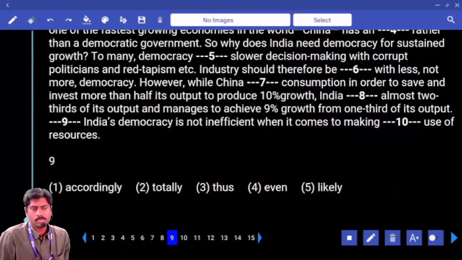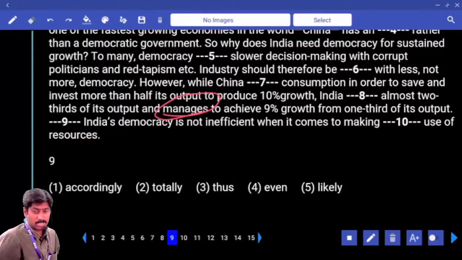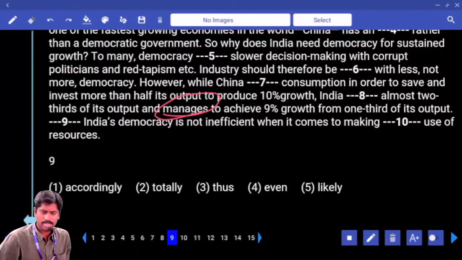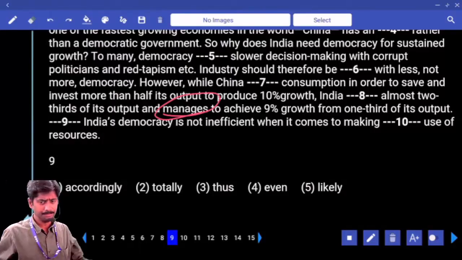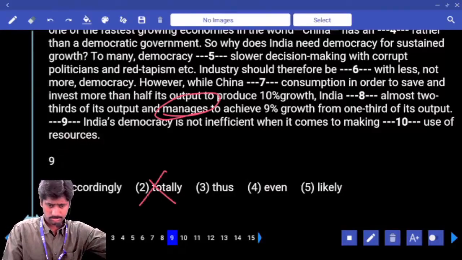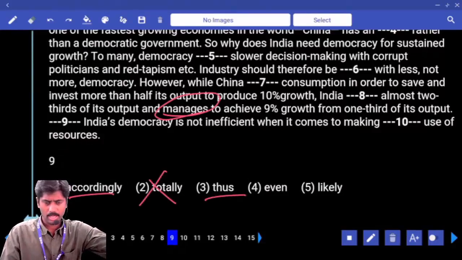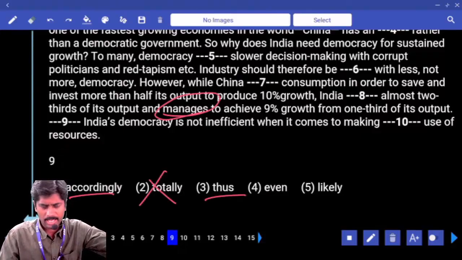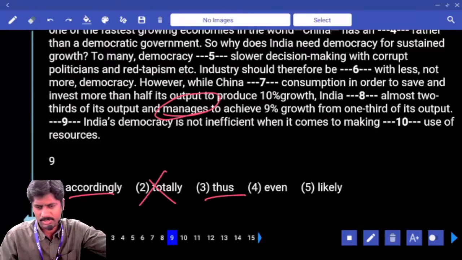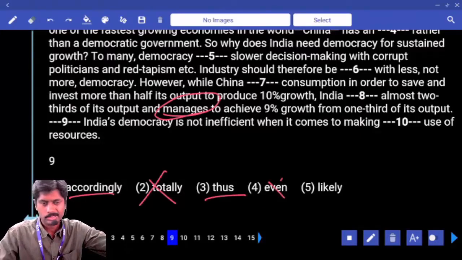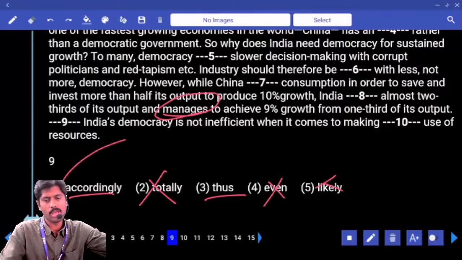India consumes almost 2/3 of its output and manages to achieve 9% growth from 1/3 of its output. Dash, India's democracy is not inefficient. Accordingly, it is not inefficient. Totally wrong. Thus, maybe, even India's democracy is not efficient when it comes to, no. Likely, no. Answer 1, 3.